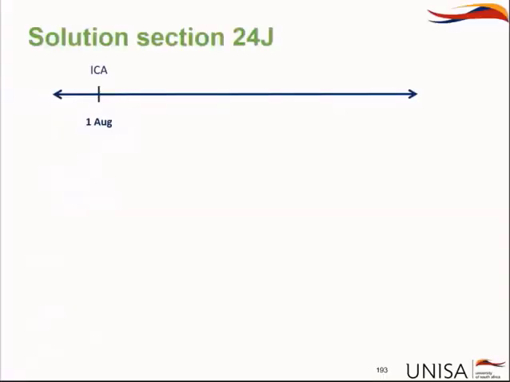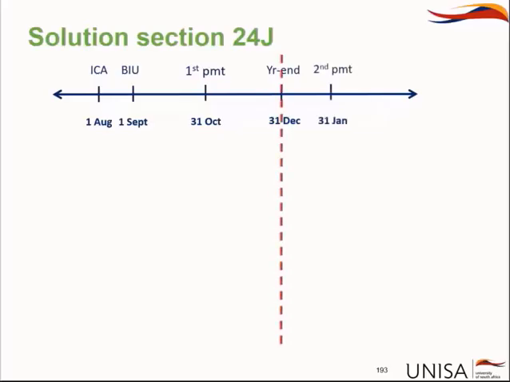The first thing they told us was that we entered into an installment credit agreement on the 1st of August. Our first payment would then be on the 31st of October, because we pay every 3 months. They tell us that we brought the asset into use on the 1st of September. That's important because that will determine from when we can start claiming in terms of Section 24J. They tell us our year end is 31 December, and then our second payment would be 31 January.